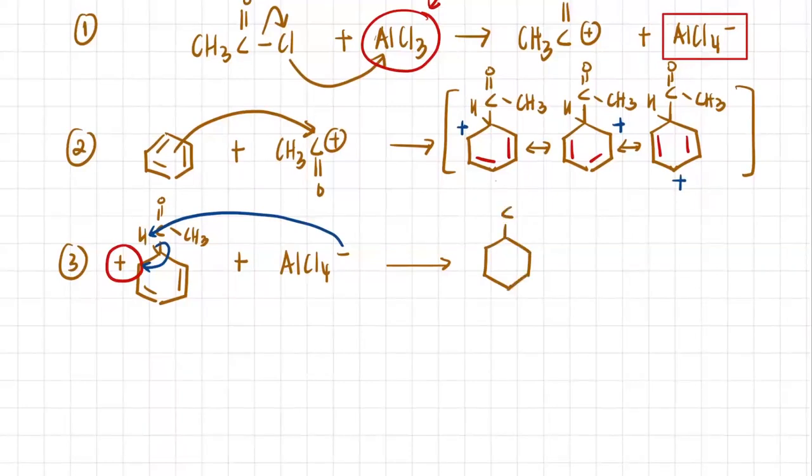Okay, forming a neutral benzene. After this, AlCl4 takes the hydrogens, and it will dissociate to form HCl. We take one chloride to form HCl and leave AlCl3 back, because AlCl3 is a catalyst, so it will be regenerated.